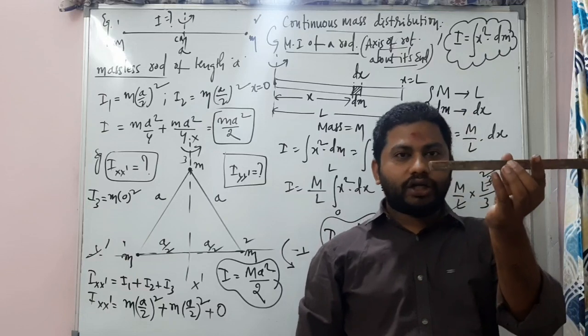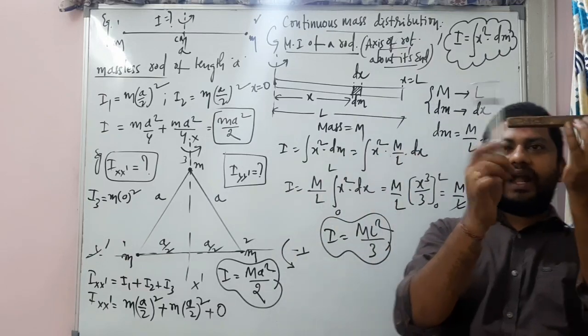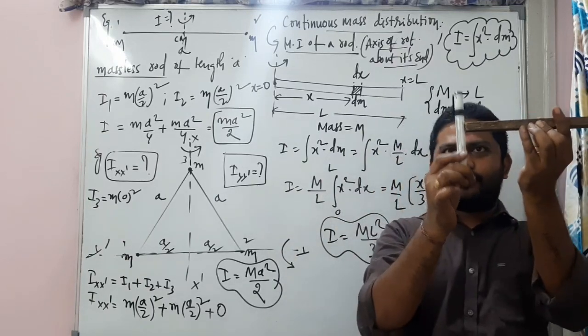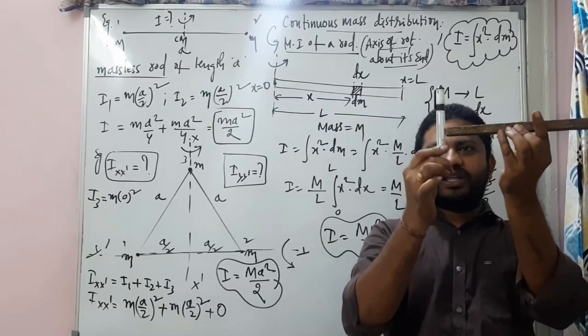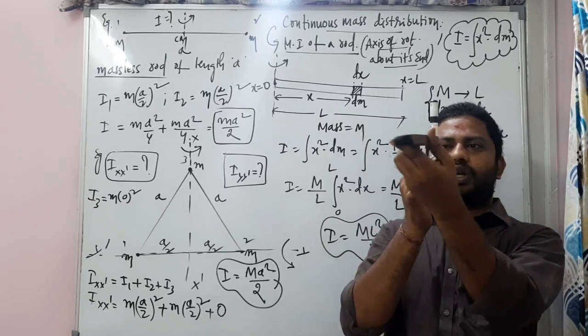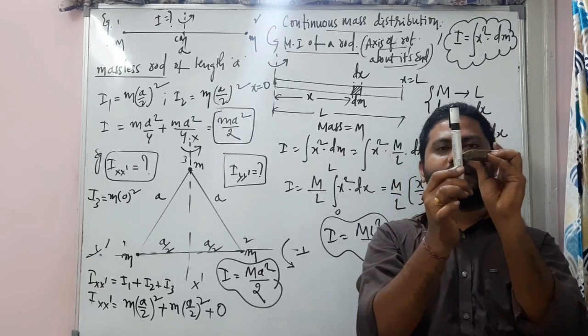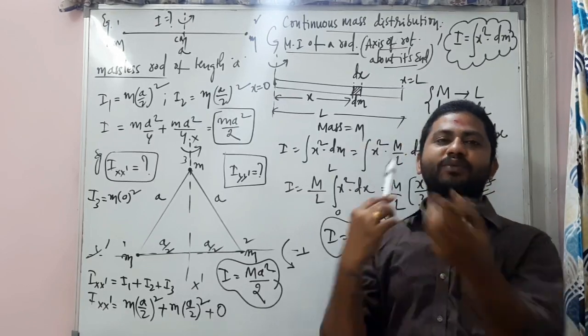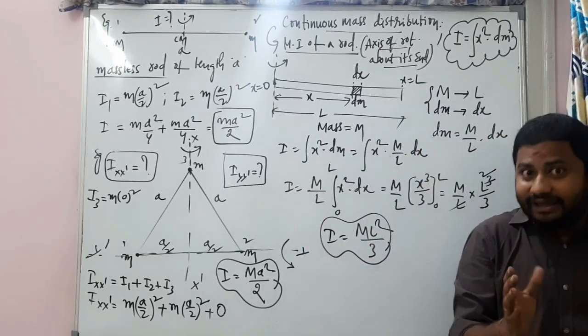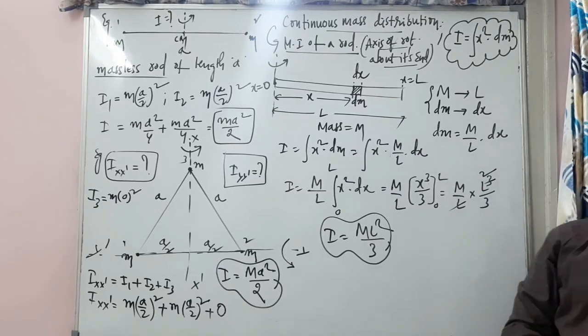So this is the end of the rod. Now the axis of rotation is the pen here. About this axis of rotation, the rod is rotating. In this case, this is the moment of inertia.